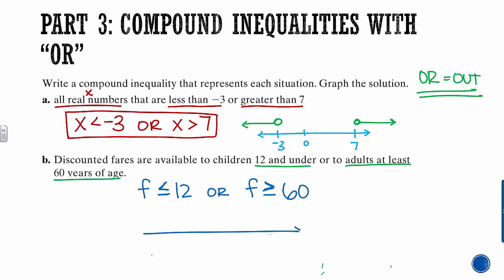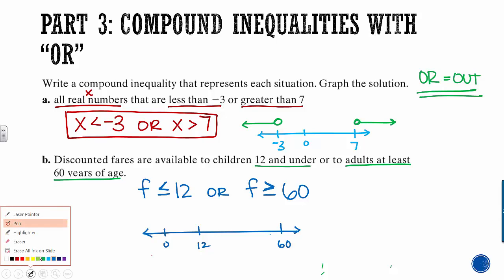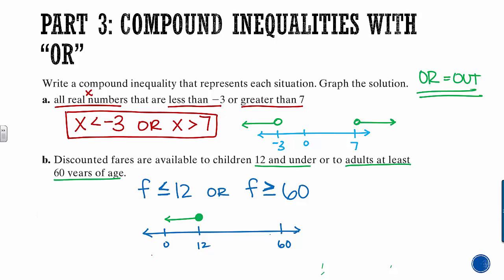So when we go to graph this, we have 0 way down here, 12, and then 60 is way the heck up here. We can equal 12 this time, so let's shade it in, and we're going to go this way. And then it can equal 60 this time, but it's going to go that way. And always double check that this makes sense. Children less than 12 would be like 1, 2, 3, 4, 5, up to 12. And anybody at least 60 would be like 60, 61, 62, 63. These people in between here, 12 to 60, don't get any discount.